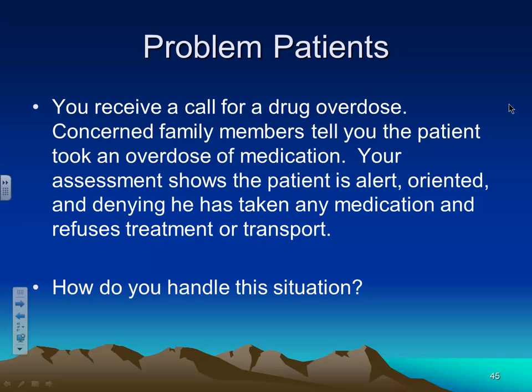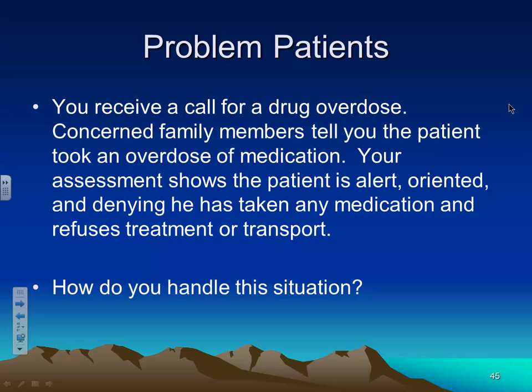But what do you know for sure? Your patient is alert and oriented and denying and refusing. You might be concerned about this, but otherwise you have nothing. You're taking a refusal, right? In this case, you need to make sure you document everything. You got to document what the family said, because this looks like a family issue. Maybe he did take all this medication, he wants to kill himself, and the family's trying to assist him in not killing himself.